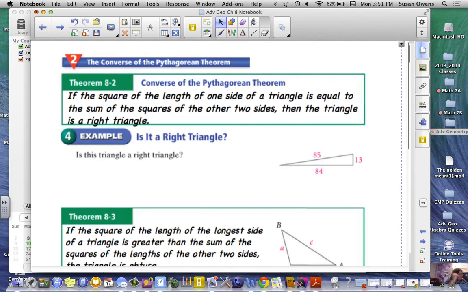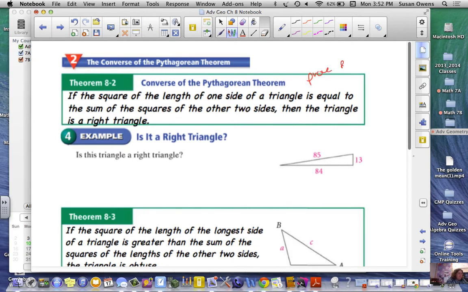Now the converse. So just like all the other converses we have, the Pythagorean theorem says if it's a right triangle, a squared plus b squared equals c squared. The converse says if you can take two sides of a triangle, square them and add them together, and that's equal to the square of the third side, then it's got to be a right triangle, and you have your legs and your hypotenuse. So if the square of the length of one side of a triangle is equal to the sum of the squares of the other two sides, then the triangle is right. So this is used to prove right triangles. You can actually use the converse.